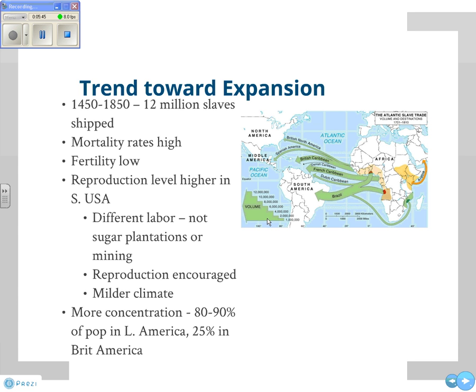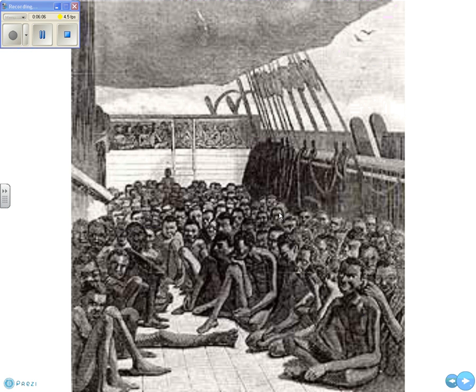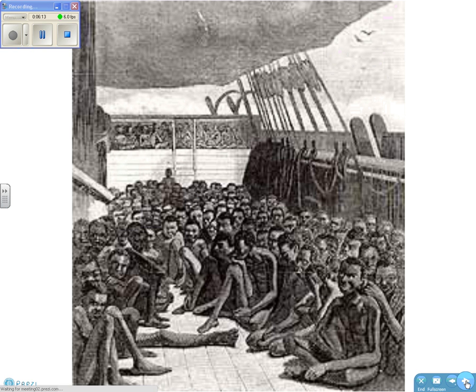Why? Slavery has a high mortality rate. Slavery kills a lot of people. Fertility is relatively low. One of the things you're going to learn is that down here in Brazil and the Caribbean, they don't take many women because they don't need many women. They take mostly men. Here's a drawing taken from this time period of a slave ship, and you'll notice that it's almost all men. Okay?